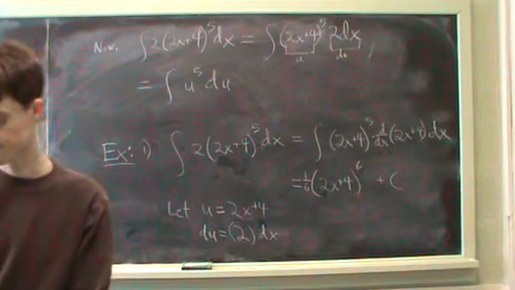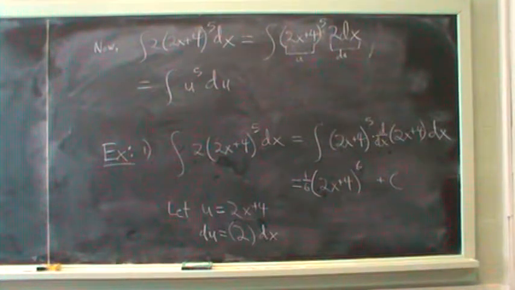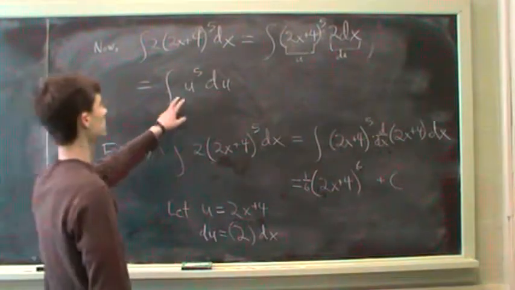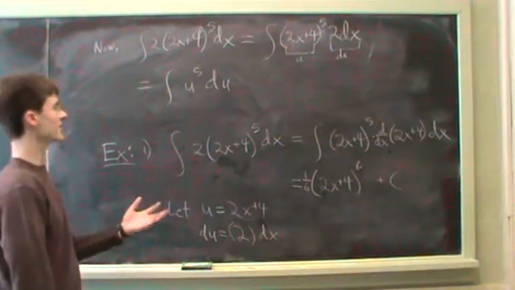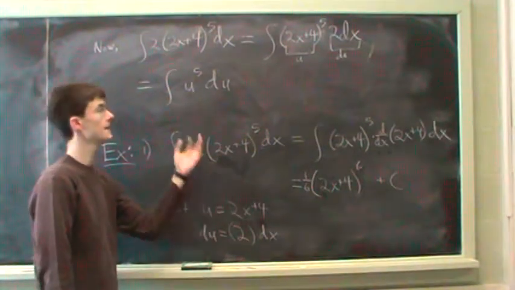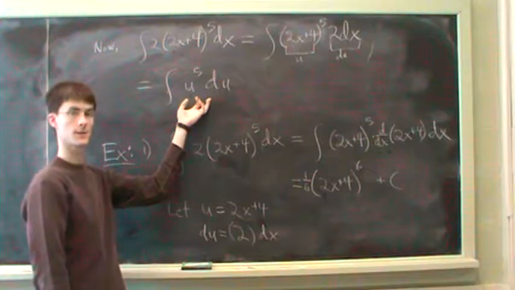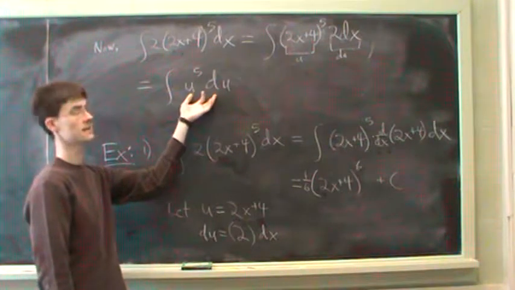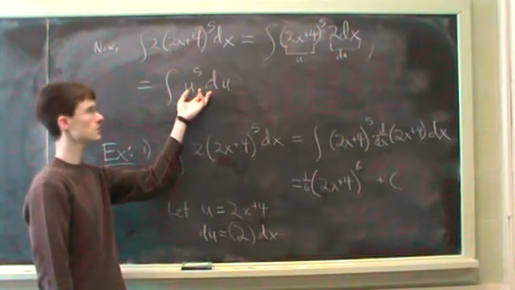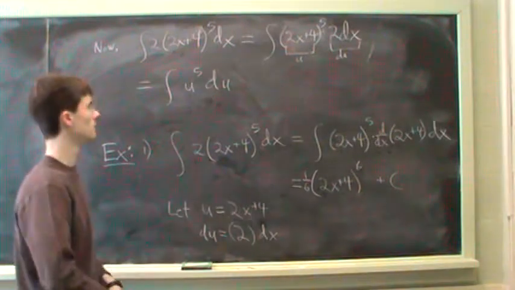Now, this integral, the integral of u to the 5th, is much easier than the integral we started with. And that is the idea. We've replaced x with u, we've simplified the integral, and now it's easy to find the antiderivative of this, just using the power rule.